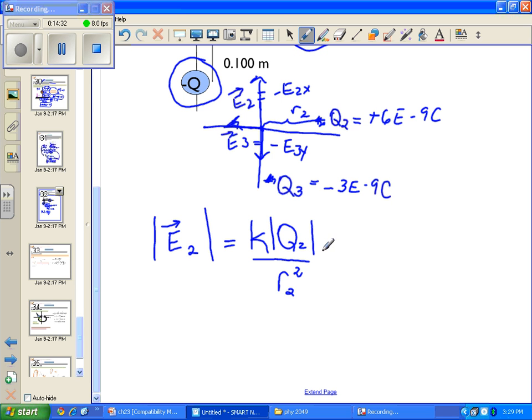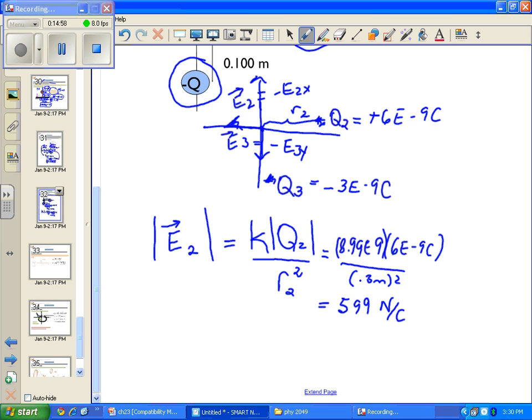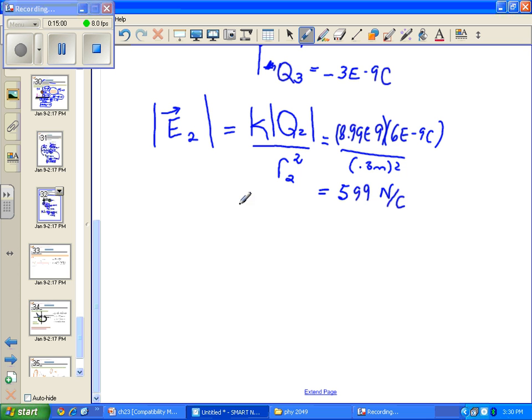So let's go ahead and put in our numbers. 8.99 e to the 9, times Q2, which is 6 e to the minus 9, divided by 0.3 meters squared. That gives us a value of E2, rounded to 3 significant digits, of 599 newtons per coulomb. Good. Now let's do the same for E3.